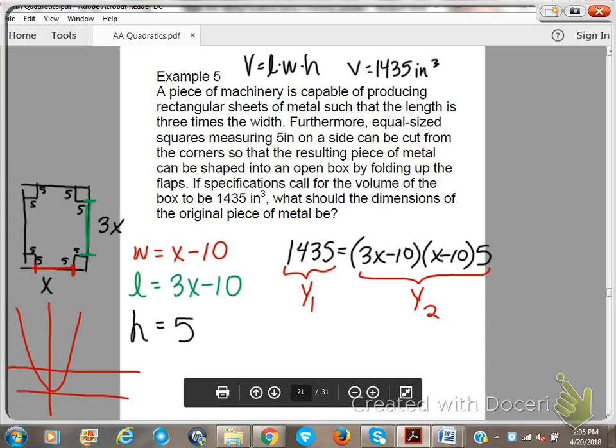All right. What should the dimensions of the original piece of metal be? If you've got x equaling 17, is that it? Like, are you done? No, what do you need to do with that? Plug it into your length and your width. Okay, so up here, in your width, if you do 17 minus 10, what does that give you? 7, okay. And then for your length, if you do 3 times 17 minus 10, 41.